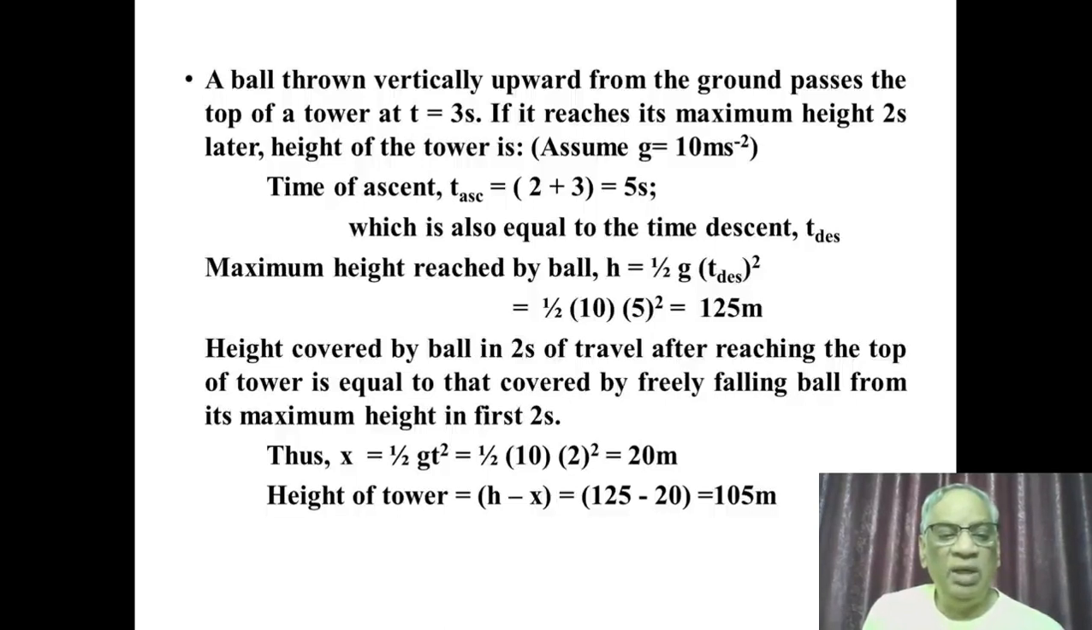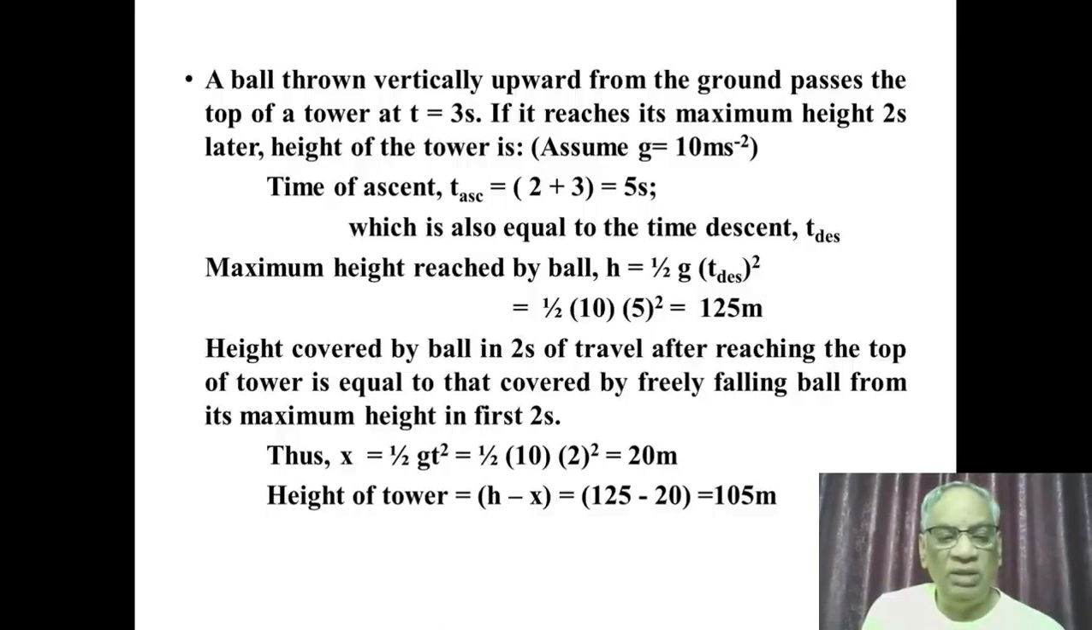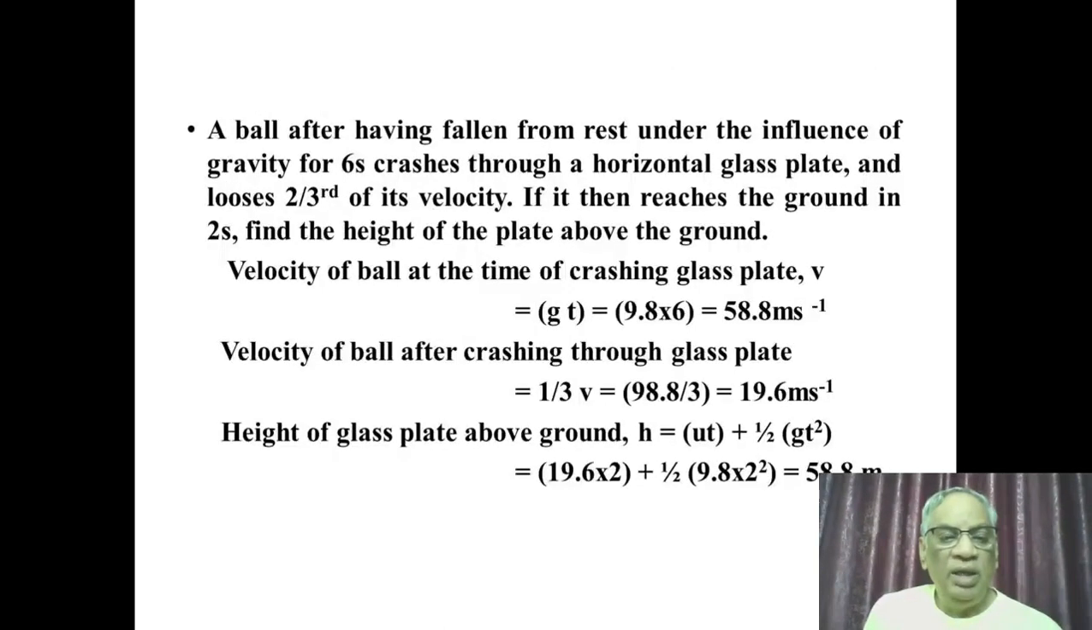So the height covered by the ball in 2 seconds of travel after reaching the top of the tower is equal to that covered by a freely falling body from its maximum height in the first 2 seconds. So that is x, half gt square, it's 20 meters. So the height of the tower is equal to the total height, which is 125 meters we got, minus the height above the tower. So 125 minus 20 is 105 meters, the height of the tower.